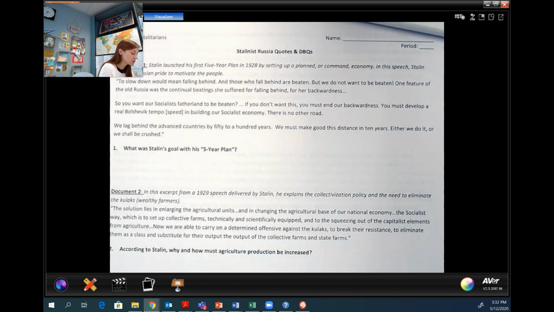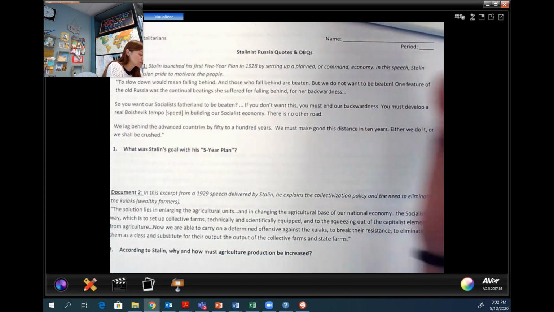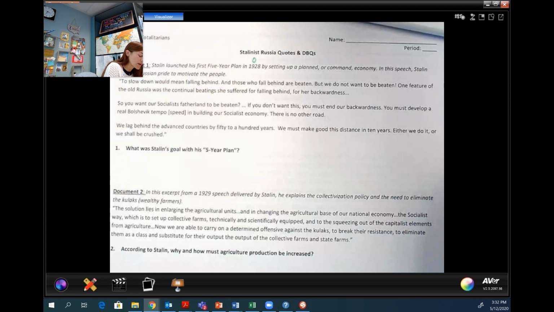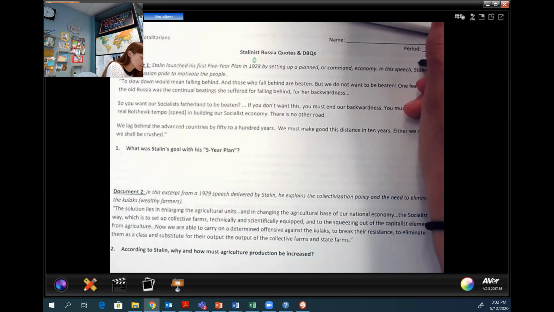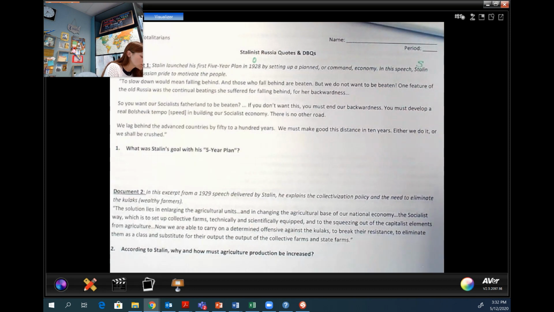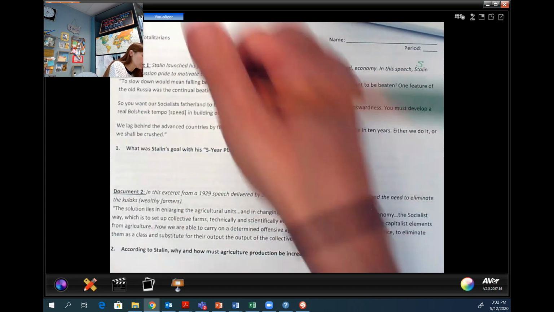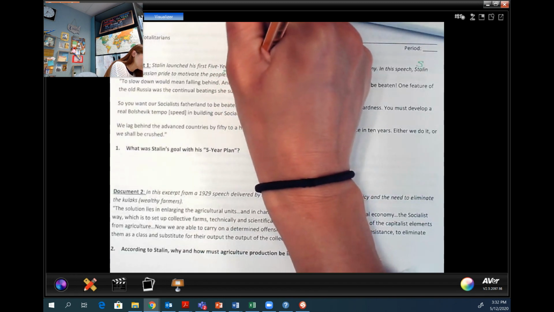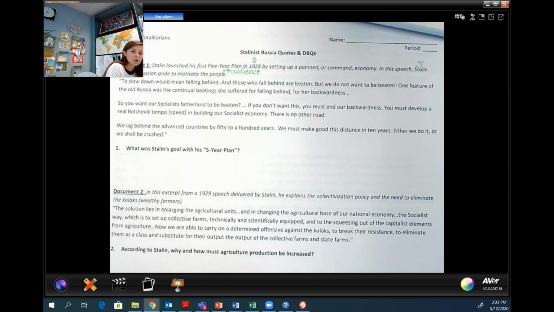Stalin launched his first 5-year plan in 1928. So there's my occasion. By setting up a planned or command economy. In this speech, Stalin, so here's my speaker, aroused Russian pride and motivated the people. So here's also the audience. Let's see, can you see that?